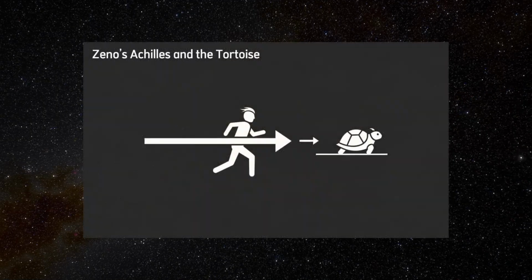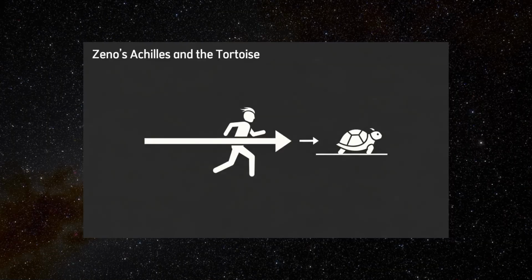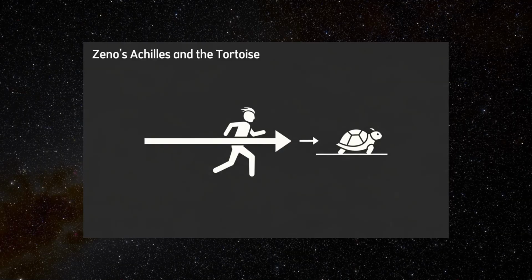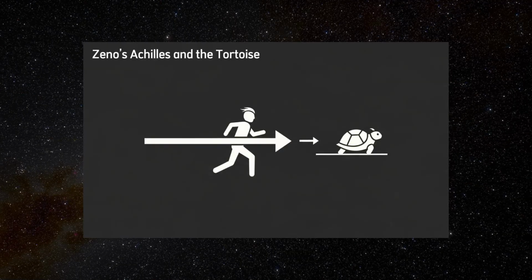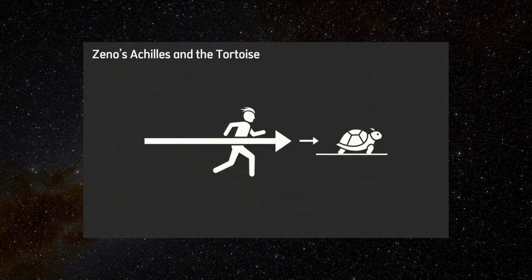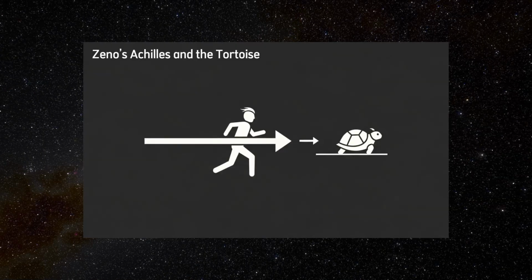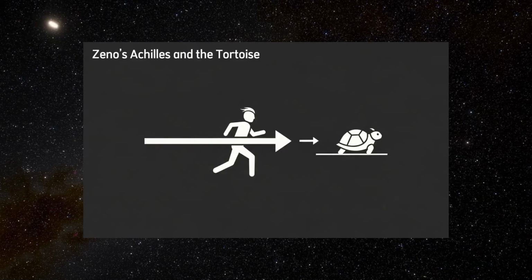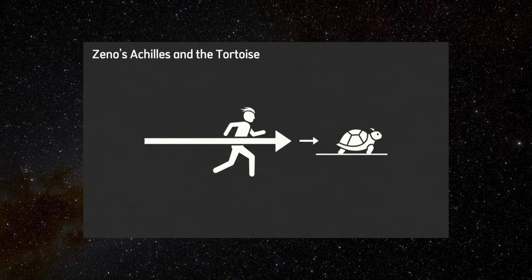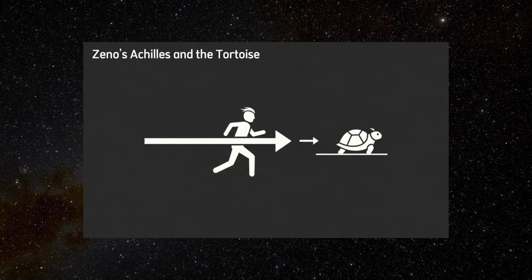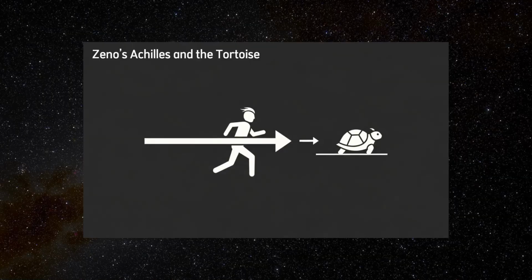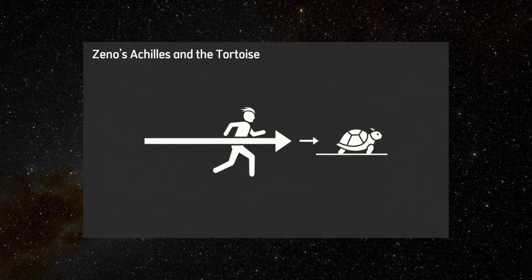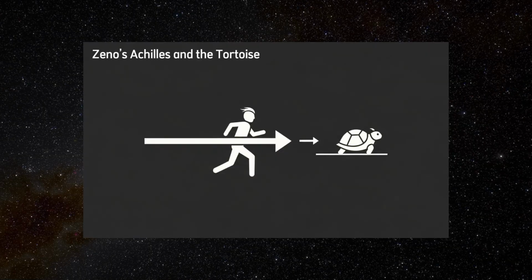Zeno's Achilles and the Tortoise. Zeno's Paradox of Achilles and the Tortoise is one of the most enduring puzzles in the history of philosophy, originating in ancient Greece around the 5th century BCE. Attributed to Zeno of Elea, this paradox was part of a series of arguments designed to support his mentor Parmenides' claim that motion and change are illusory. Among Zeno's paradoxes, the story of Achilles and the tortoise stands out as a particularly compelling challenge to our intuitive understanding of space, time, and movement.